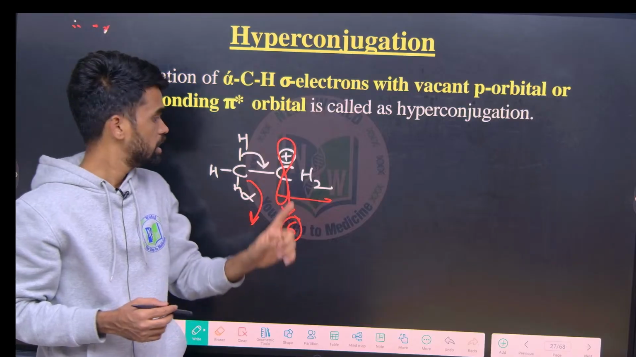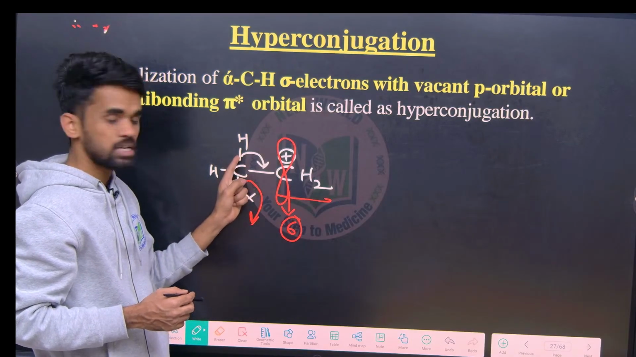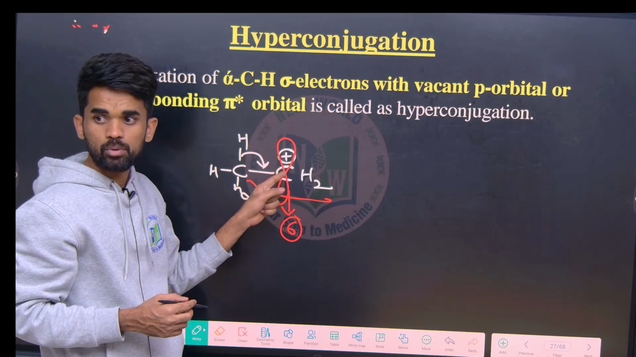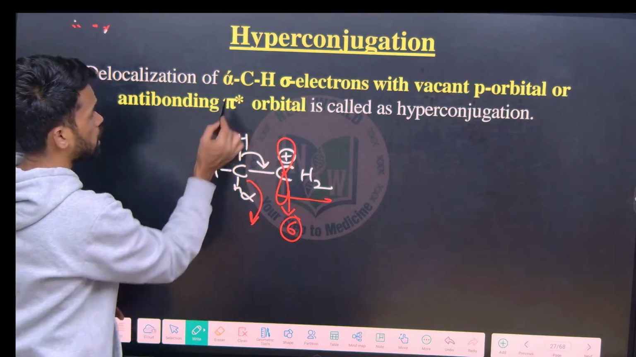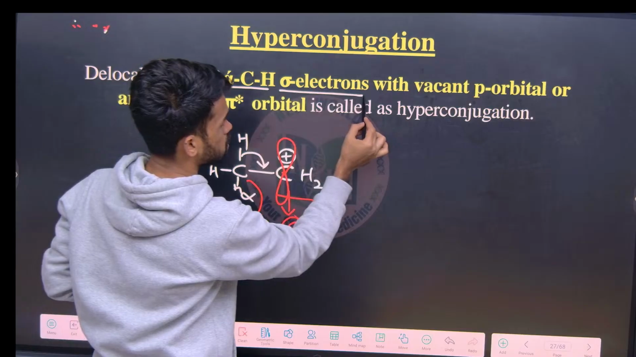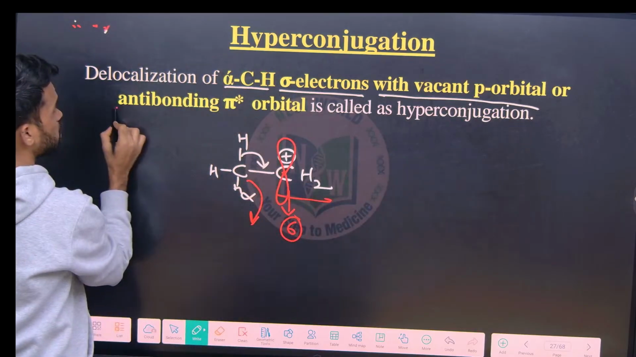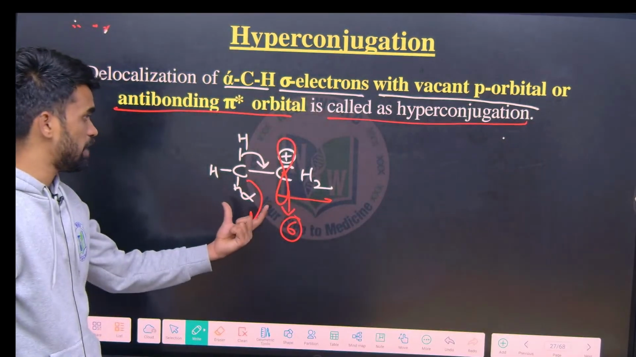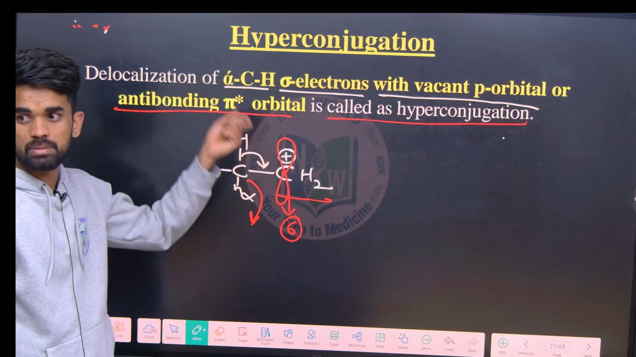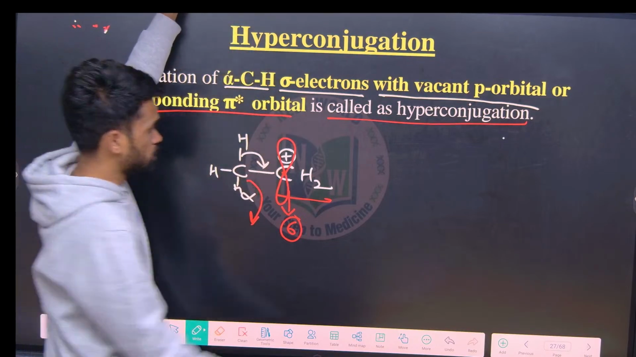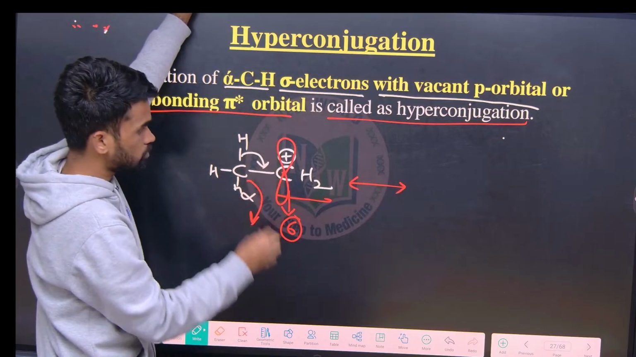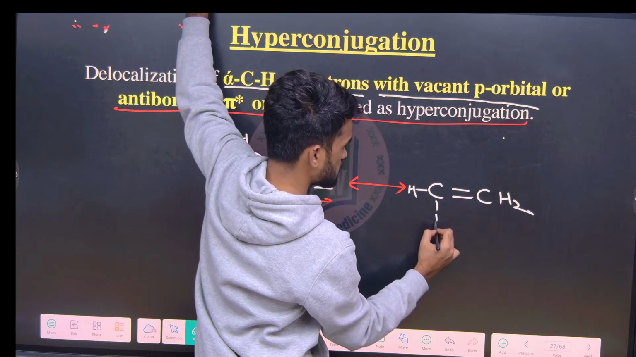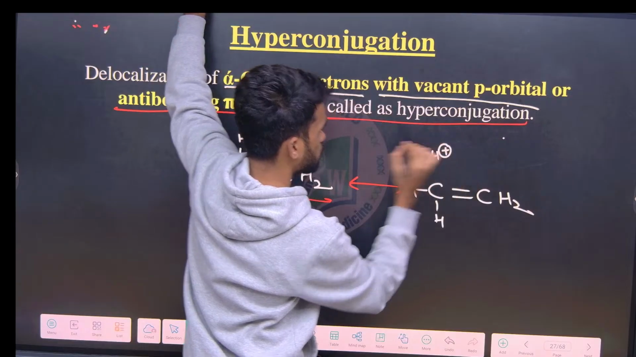What is hyperconjugation? The delocalization of sigma CH electrons into the vacant p orbital of a carbocation is called hyperconjugation. See, delocalization of alpha CH sigma electrons with a vacant p orbital or pi star orbital of alkenes is called hyperconjugation. So this is the application of carbocation stabilization using hyperconjugation. So what happens here? Between the carbons you will get a double bond, this remains as it is, and this hydrogen will get a positive charge.